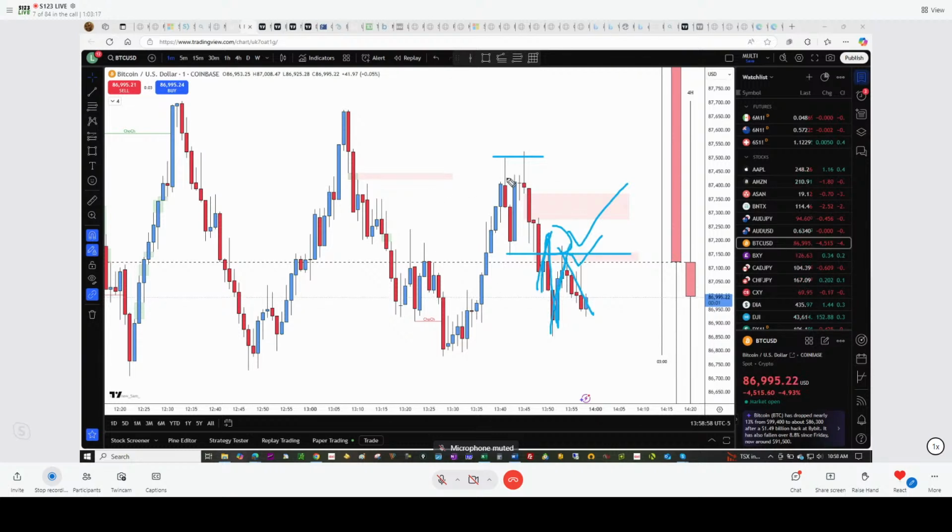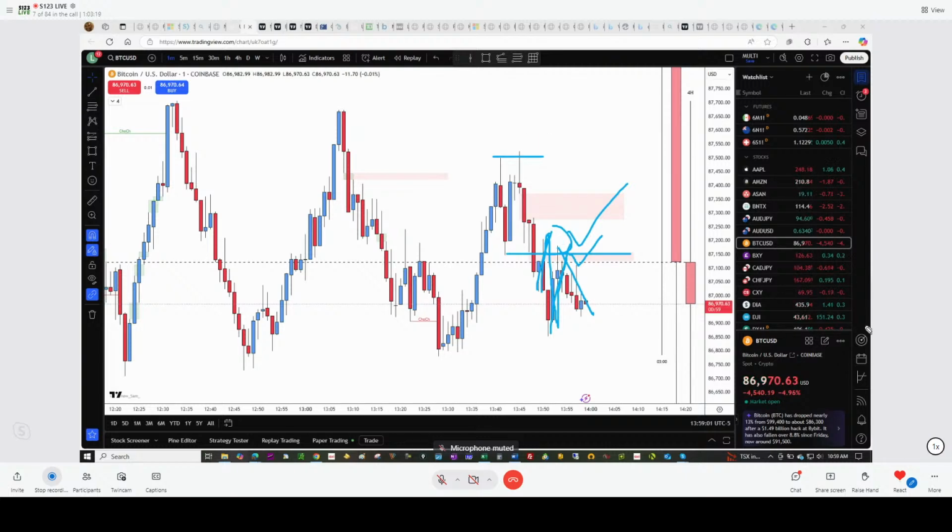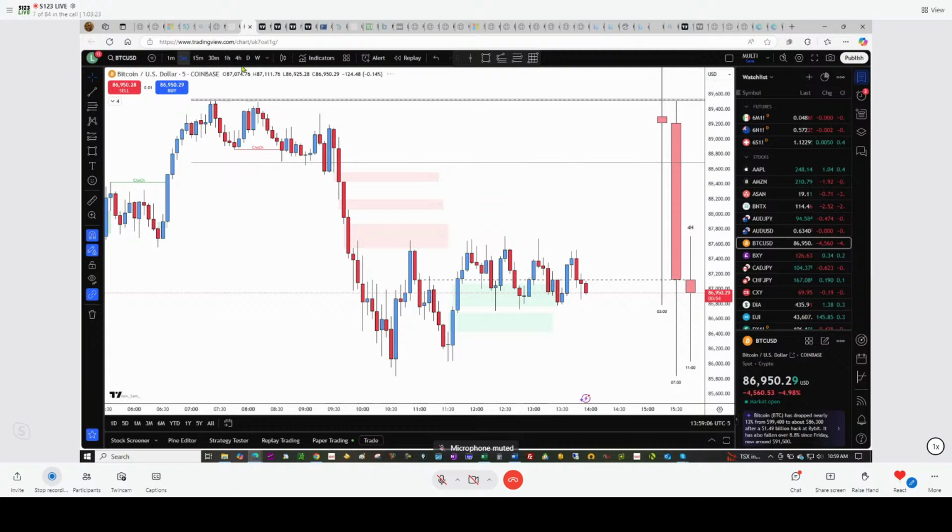The 1 minute is great because you can get in earlier. If you go to the 5 minute, you're getting in later, right? So you have to wait on the 5 minute. You have to wait for the break of that low, and then the retrace, and then.